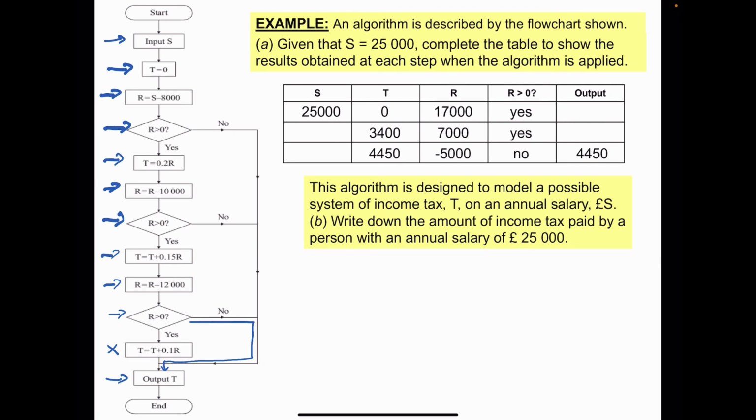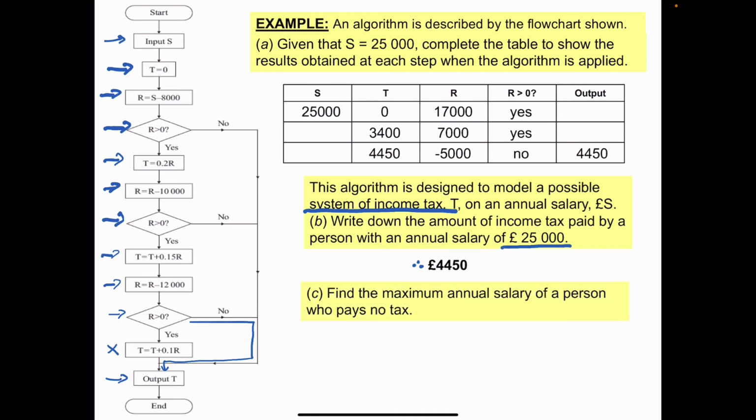If this algorithm is designed to model a possible system of income tax that will tell you how much tax you need to pay based on your salary, then obviously if someone earns 25,000, the tax they're going to pay is 4,450 pounds. And the question says, find the maximum annual salary of a person who pays no tax. So you have to think about it, and I think you did already.